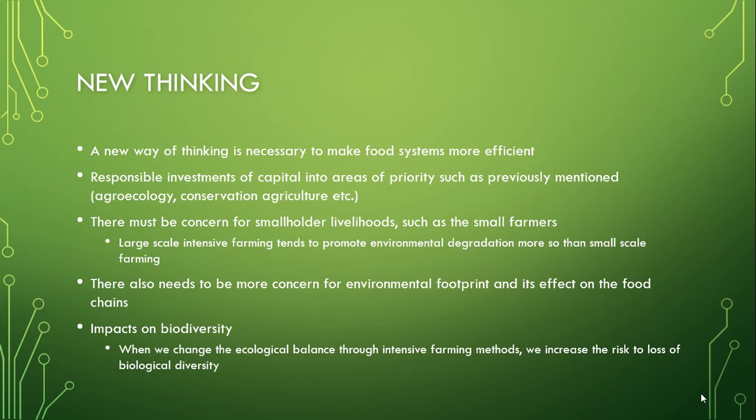When we change the ecological balance through intensive farming methods, we increase the risk of loss of our biological diversity. And again, when species are lost, as mentioned before, our food chain can be disrupted. That causes an ecological imbalance that can negatively feed right back to us.